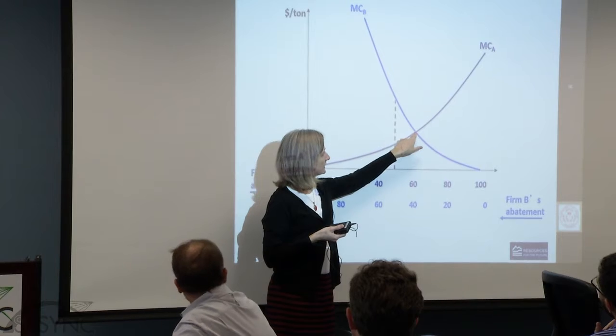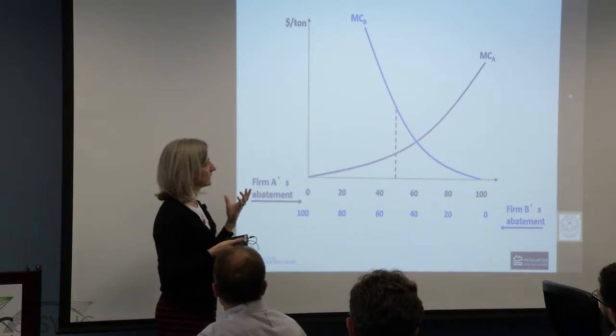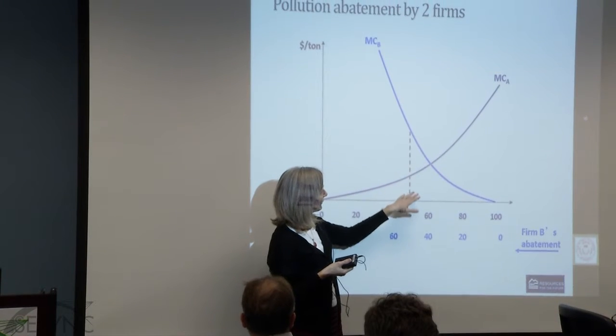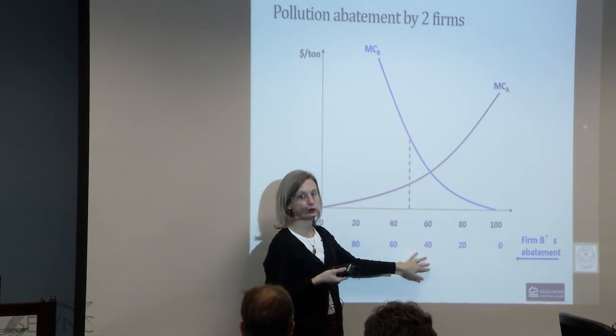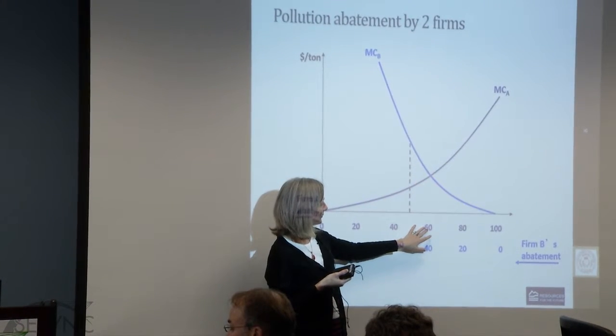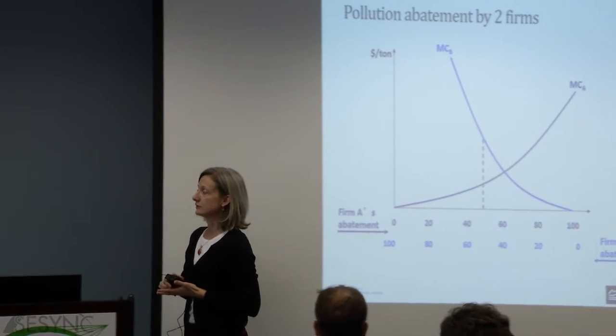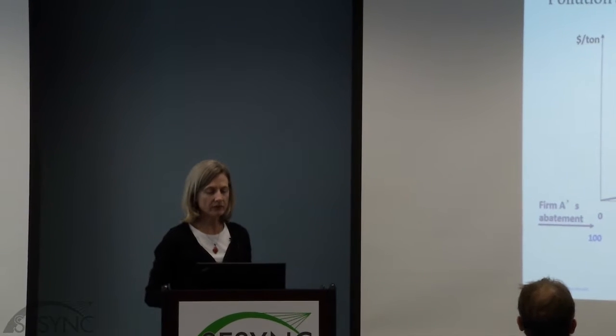So where I'd like to be, if I'm doing this in the most cost-effective manner possible, is right at the intersection of the two curves, which in this graph is not a 50-50 split, but a 60-40 split. So the low-cost firm, firm A, is going to do 60 tons of abatement, and the high-cost firm, firm B, is going to do 40 tons of abatement.